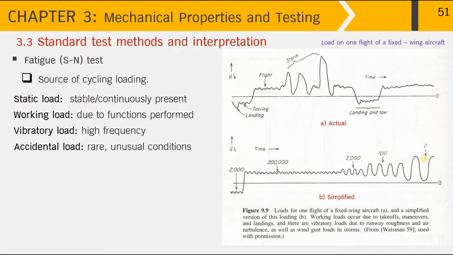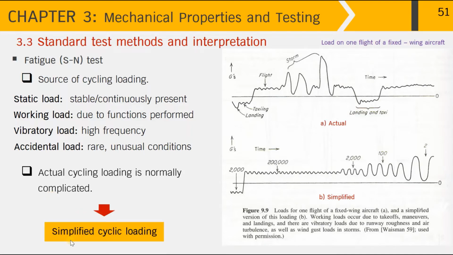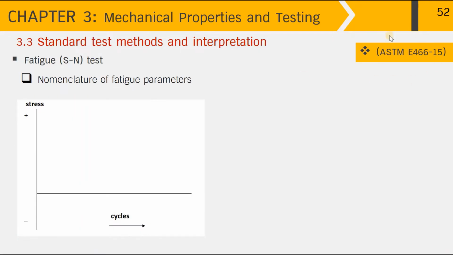We can also count the number of cycles that the airplane experiences. To this, the information now is more simple and very useful. So the actual cyclic loading is normally complicated, and it is better to give the simplified cyclic loading in order to extract the information for the determination of fatigue performance of the component, which I will tell you. And that we follow the ASTM E466-15. And again, you can download it online.